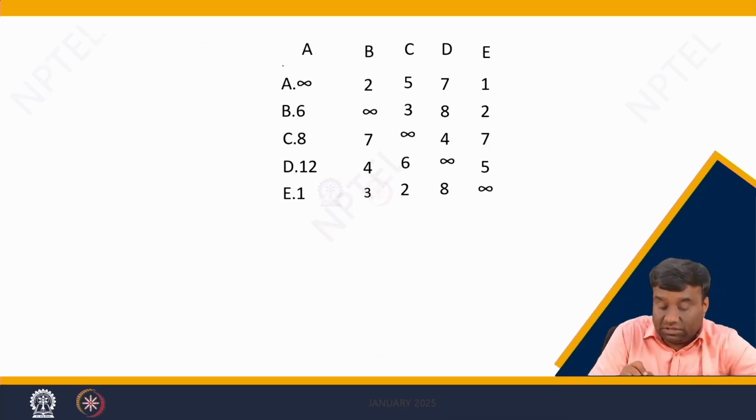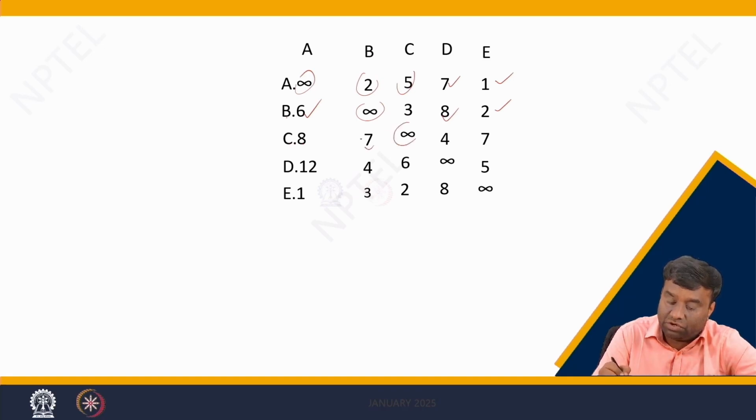Here, try to understand one question. The question is that there are 5 cities: A, B, C, D, E. From A to A, none. From A to B, 2. From A to C, 5. From A to D, 7. From A to E is 1. Similarly, from B to A is 6. B to B is not defined. B to C is 3. B to D is 8. B to E is 2, C to A 8, C to B 7, C to C not defined. Like that, this is a traveling salesman problem.